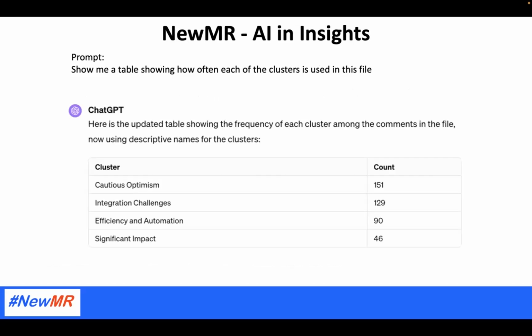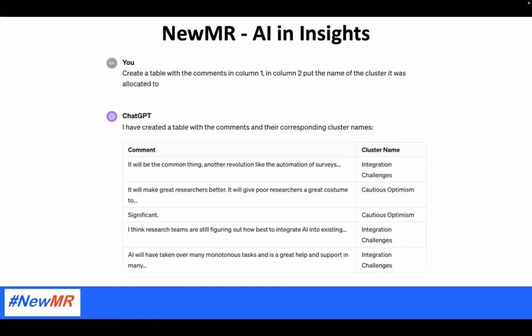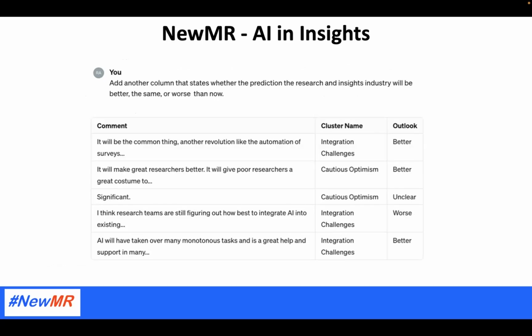And it shows me this cautious optimism followed by the challenges are the 2 most commonly used groupings within that information. Now I can do a bit more conversion. So create a table with the original comment in column 1. In column 2, put the name of the cluster. And in column 3, have a look at that to see whether or not it thinks the world is going to be better in 2 years, worse in 2 years, or whether it's not clear.